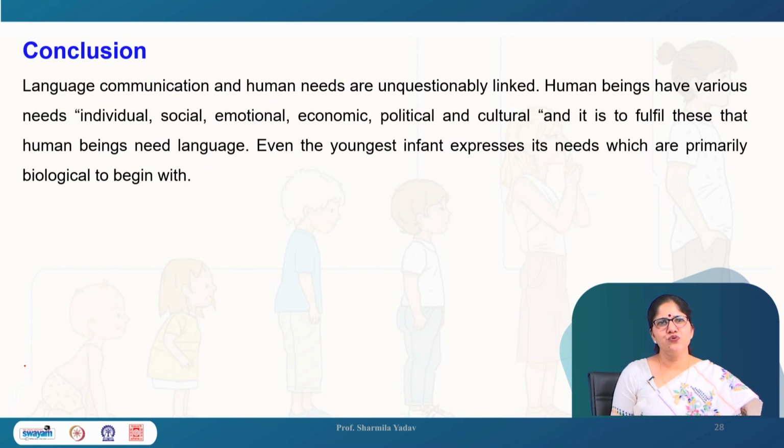Finally, we can conclude this lecture: language, communication and human needs are unquestionably linked. Human beings have various needs: individual, social, emotional, economic, political, and cultural. And it is to fulfill these that human beings need language. Even the youngest infant expresses its needs, which are primarily biological to begin with.